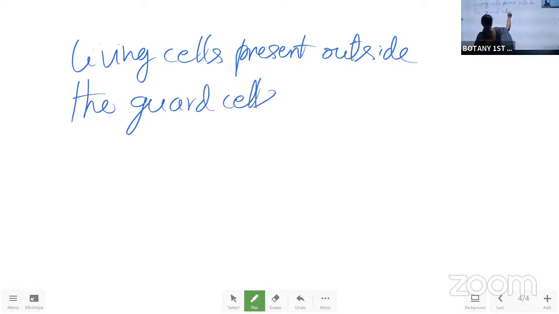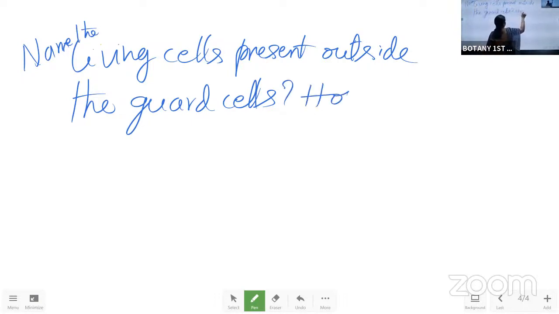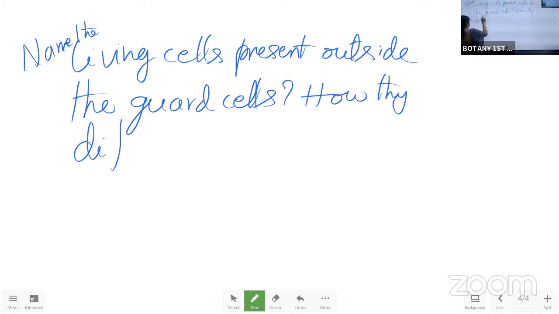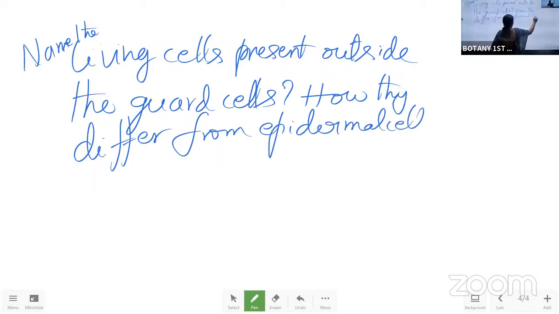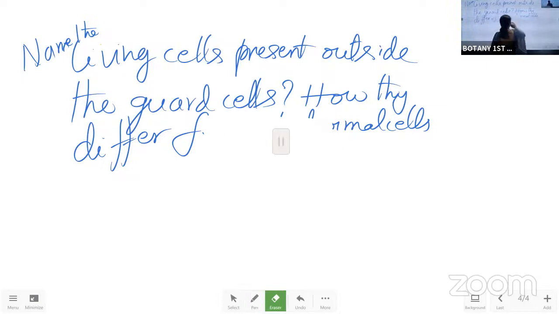Name the living cells present outside the guard cells and how they differ from the epidermal cells. How they differ from epidermal cells. And show this with the diagram. What they will ask is show this with the diagram.